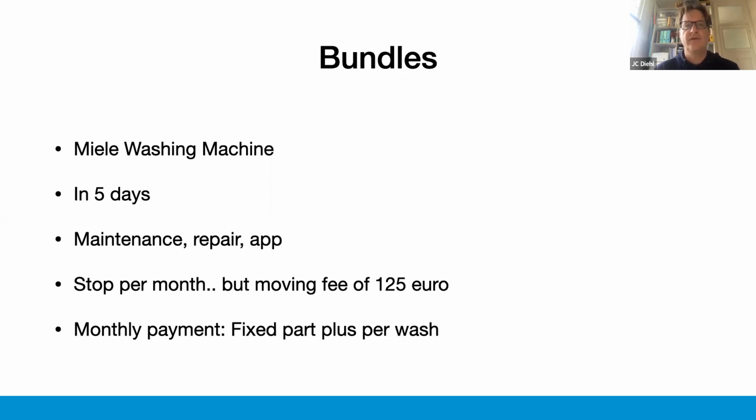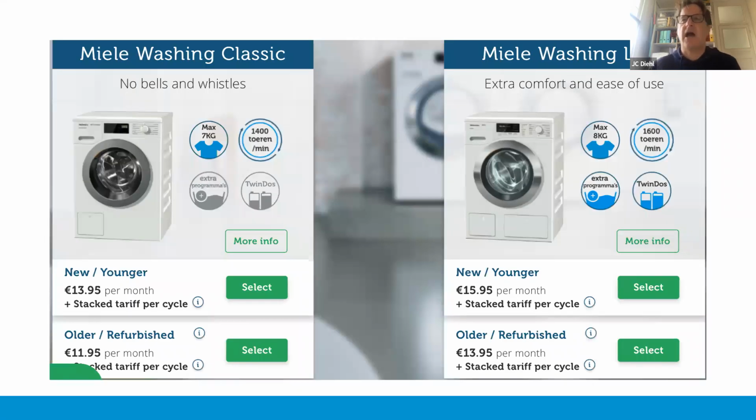You pay here a monthly payment, which consists of a fixed part, plus a part where you pay per amount of washes you make with the washing machine. So this is how you can choose on the website. There are different kinds of choices you can make in the business model here. So first of all, you can choose between a basic model and a more luxury model on the right. And then next to it, you can choose between a new or younger model or an older refurbished one.